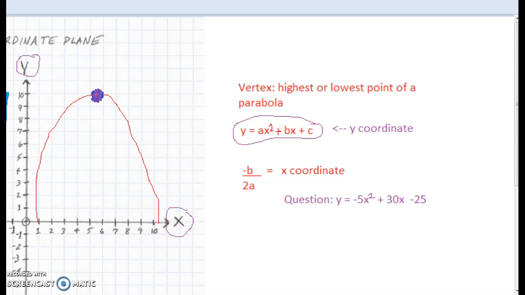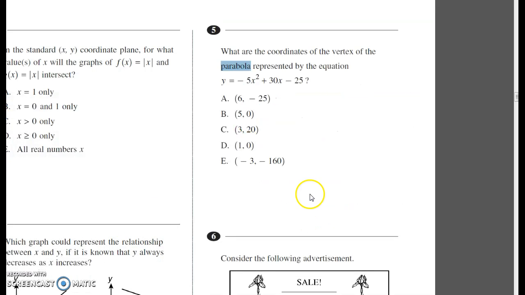So this is what our question is. Let me go back to the question. The question is, what are the coordinates of the vertex of the parabola represented by the equation? And if you notice, the way the coordinates are listed is you always have an x coordinate and then your y coordinate. So these are our 5 options.